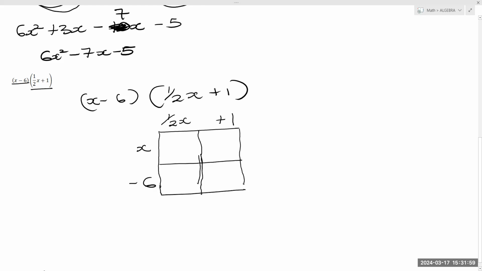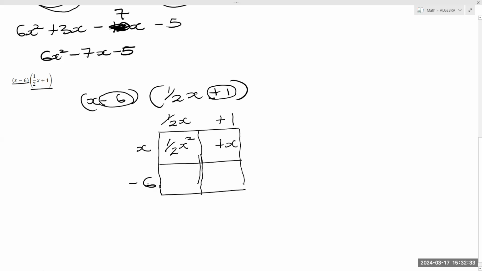Then from there, all you have to do is start to multiply. Okay, you just always make sure that these numbers keep their signs with them. Their signs are attached to them. So let's start. X times half x, or x times x over 2, that will be half x squared. X times plus 1, that will be plus x.